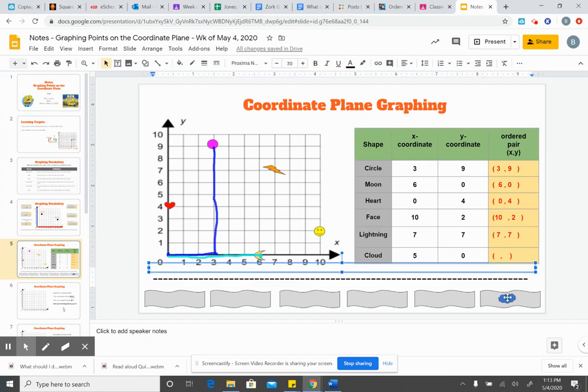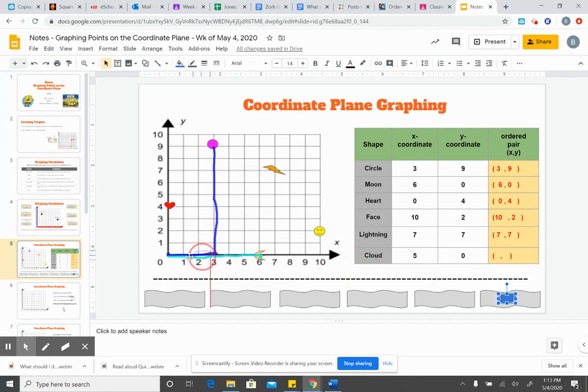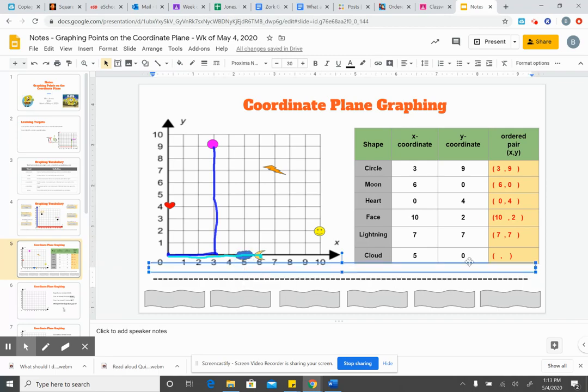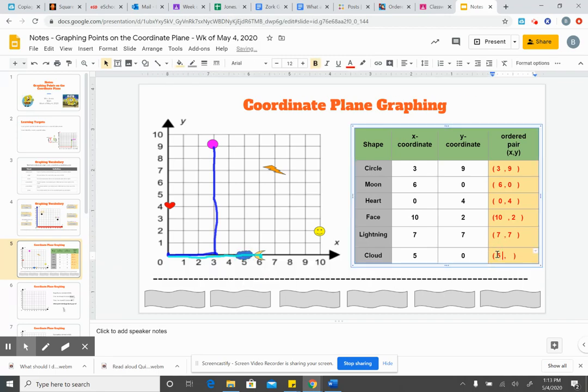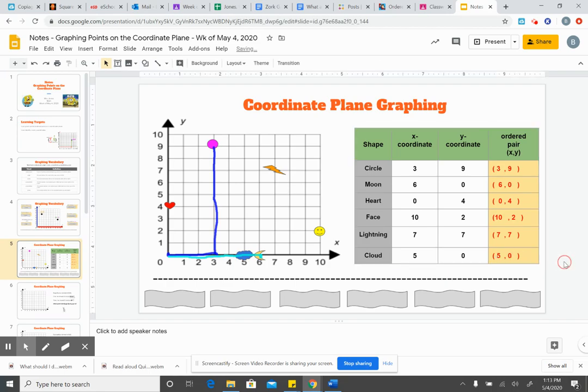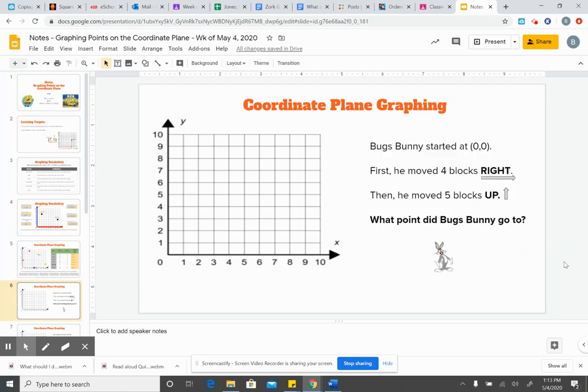And then lastly, take the cloud, 5, 0. Start at the center, move right 5 spaces, but you're not going anywhere because the y-coordinate says 0. So there's no up and down motion, you just drop it right there, and you leave it there. And you can type in 5, 0. Excellent. Now we're done with that activity. So now let's do some more practice.